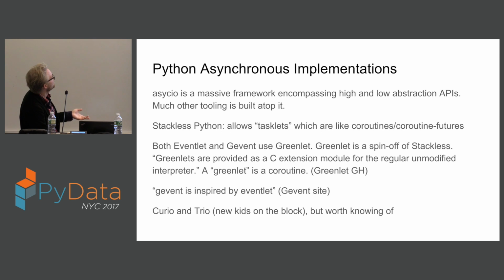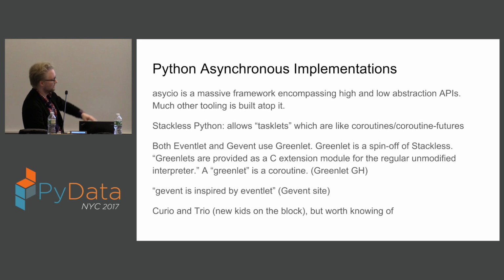And there's some history here as well. Stackless Python is probably the oldest thing on here. It allows taskless, which are like these coroutine futures. It patches CPython, I think. Don't quote me on it. And then Greenlet is a spin-off of stackless. It's just good to know how these things are related. Eventlet and gevent use greenlets. Whatever, gevent is inspired by greenlet. You can tell there's a lot of incest here. There really aren't that many projects that are doing the core asynchrony when it comes down to it.